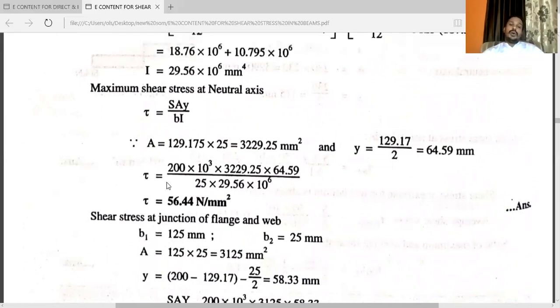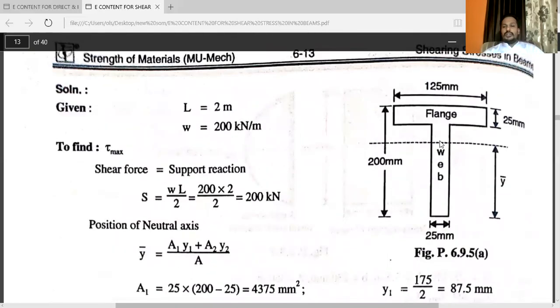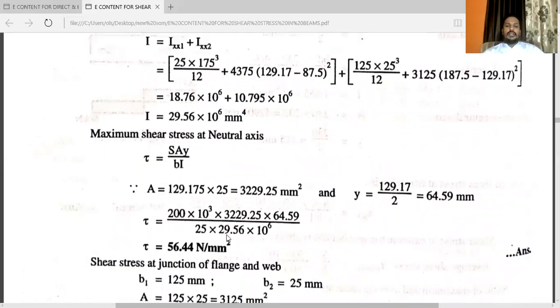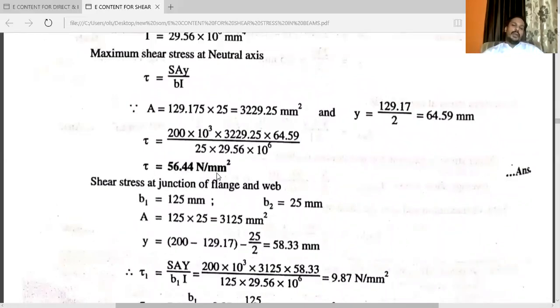So tau is equal to S, that is shear force that we already have, A is the area that we have taken, upper or below. Y is the distance, already I told you how to take y, upon B into I. What is B? B is the width at that particular section. Here width is 25. You can see width 25, into, already we have the moment of inertia, that is I. By using this, you can calculate maximum shear stress at neutral axis, that is tau, 56.54 Newton per mm square.